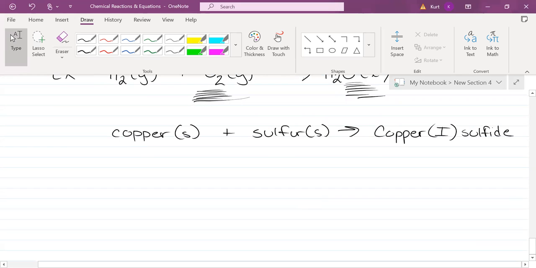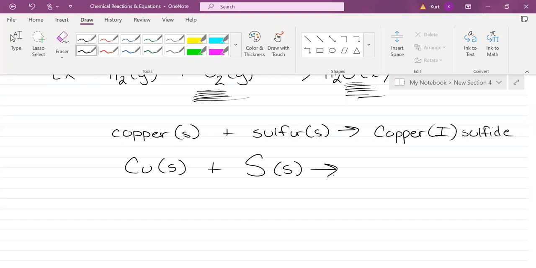What is the symbol for copper? Cu. Is it diatomic? No. And it is solid. What is the symbol for sulfur? S. That is correct. Is it diatomic? No. So now, copper 1 sulfide. Do you remember what the Roman numerals stand for the transition metals that are in the D block? The charge. So what is the charge of this copper? Positive 1. What is the charge of sulfide? -2. I love how you guys are looking at the periodic table and thinking about it. You have to be able to do that.